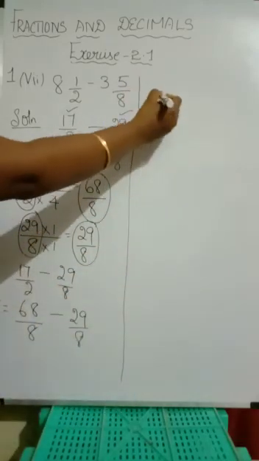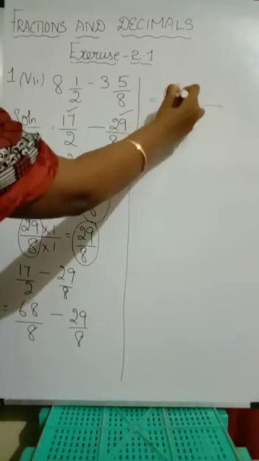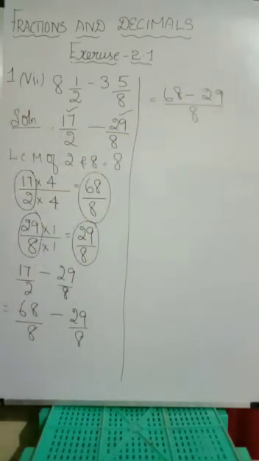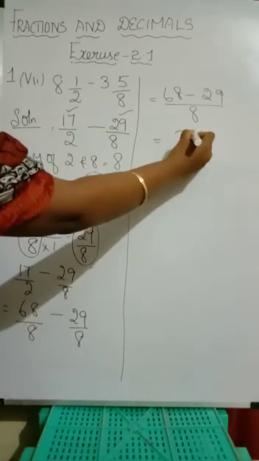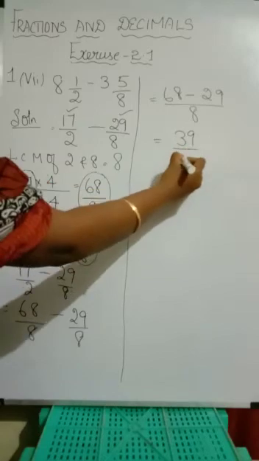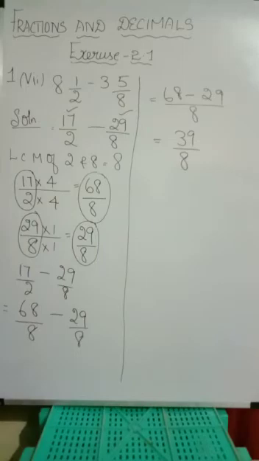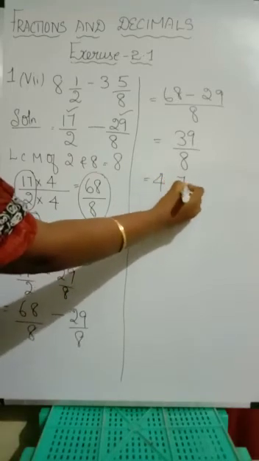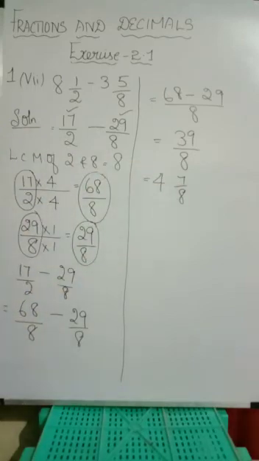Next, we can write the LCM 8 there. 68 minus 29. What is 68 minus 29? Which is equal to 39. Right? 39 divided by 8. Clear? Now, 39 by 8 is an improper fraction. Change into mixed fraction. Divide 39 by 8. 39 by 8 is 4, 7 by 8. Quotient plus remainder divided by divisor.